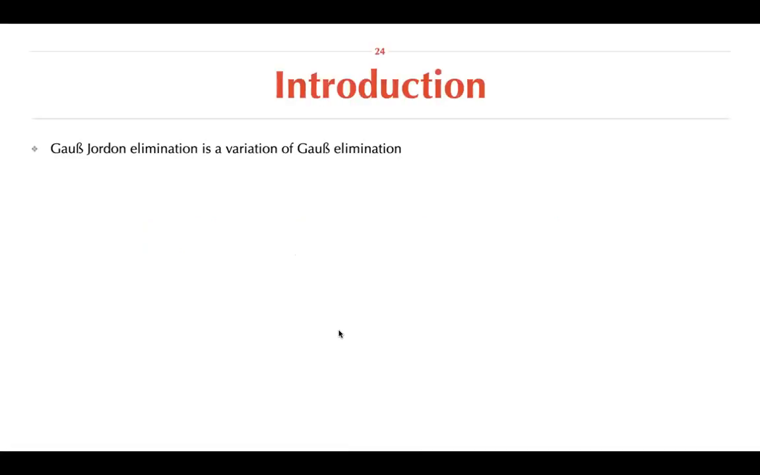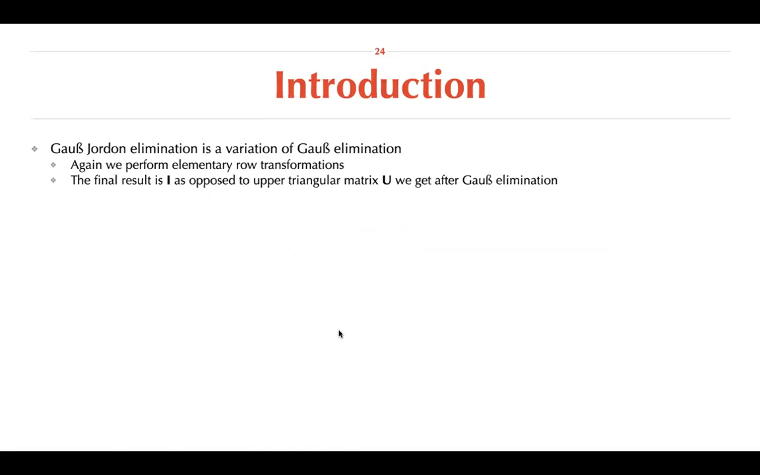So the second one is Gauss-Jordan elimination. This is a variation of the Gauss elimination process. In this case also we perform elementary row transformations, but the final result is that the coefficient matrix becomes an identity matrix, in contrast to the previous case where we obtain an upper triangular matrix. So there is a difference in this case.